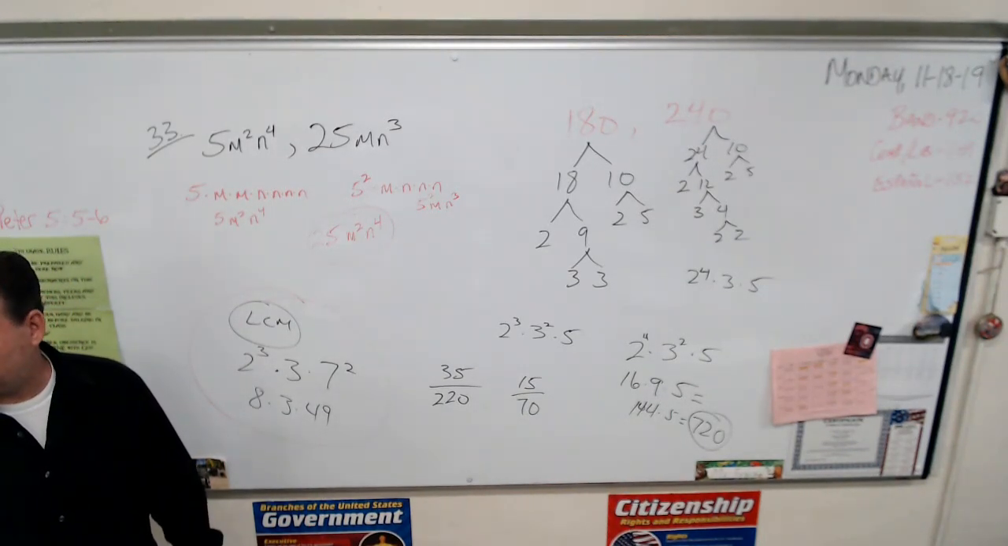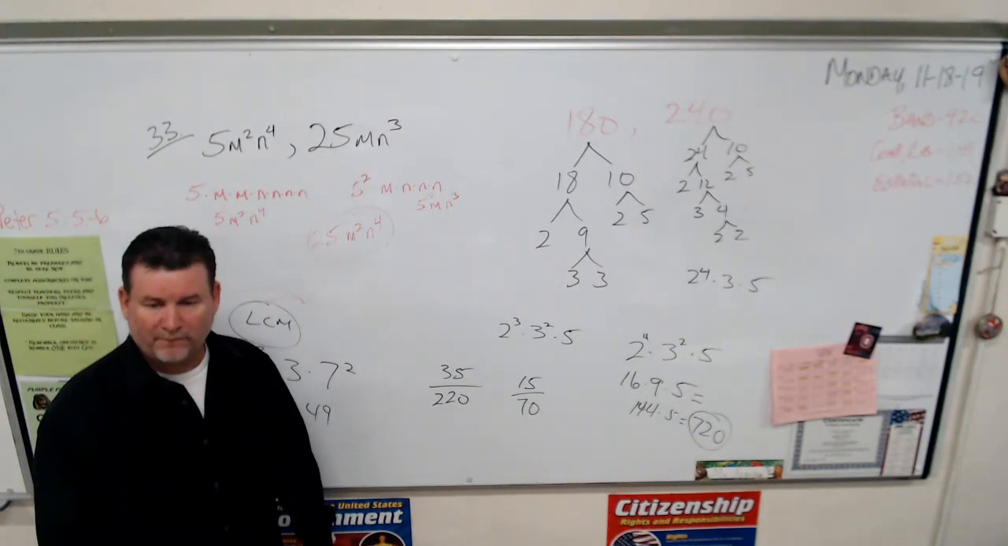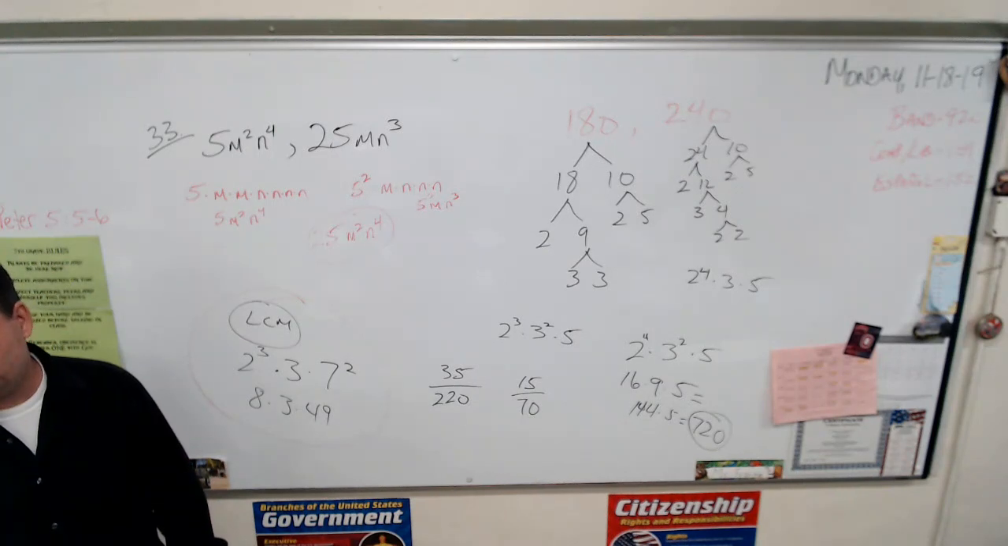Anybody find the least common multiple? What number is this? 40? You're done with 40? Oh, no, I'm saying it's number 40.